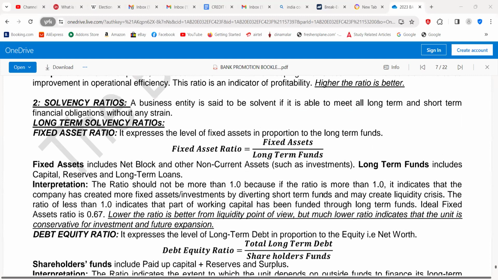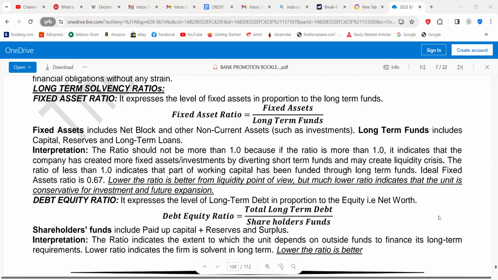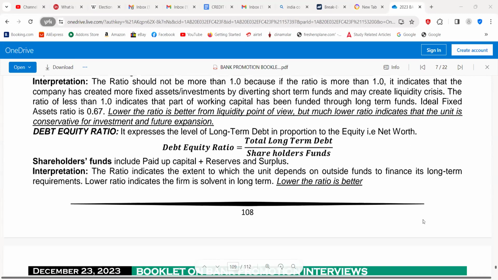Okay. Debt equity ratio. It expresses the level of long-term debt in proportion to the equity, that is net worth. Debt equity ratio is equal to total long-term debt divided by shareholders' funds. Shareholders' funds include paid up capital plus reserves and surplus. Interpretation: the ratio indicates the extent to which the unit depends on outside funds to finance its long-term requirements. A lower ratio indicates the firm is solvent in the long term. The lower the ratio, the better.